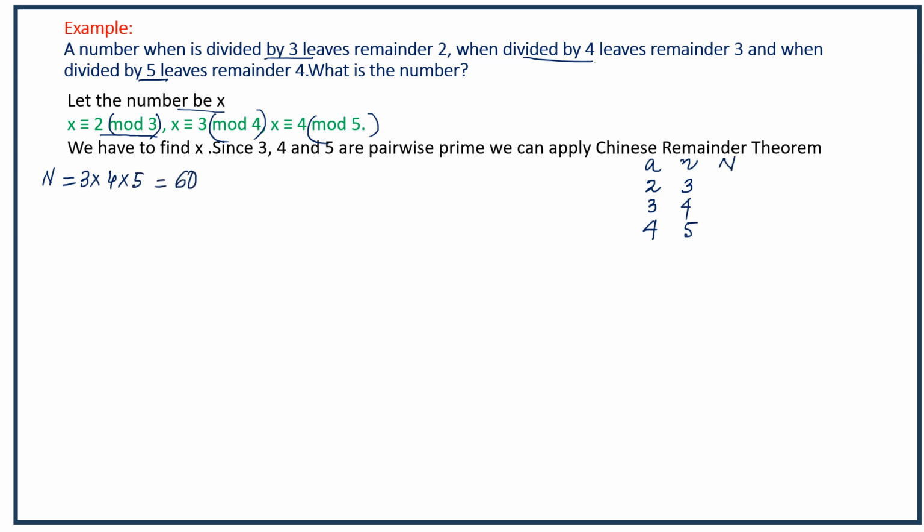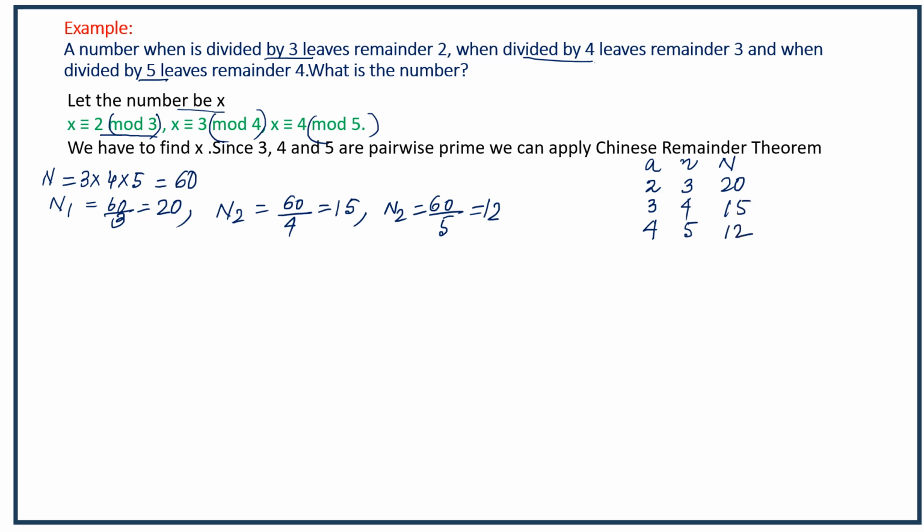Now getting n individual, n1 will be 60 divided by 3, it will be 20, n2 equals 60 divided by 4, that will be 15, and n3 is equal to 60 divided by 5, that will be 12. This will be 20, 15, 12. After getting n1, n2, n3, the second step is complete. Then we'll go to the third step.